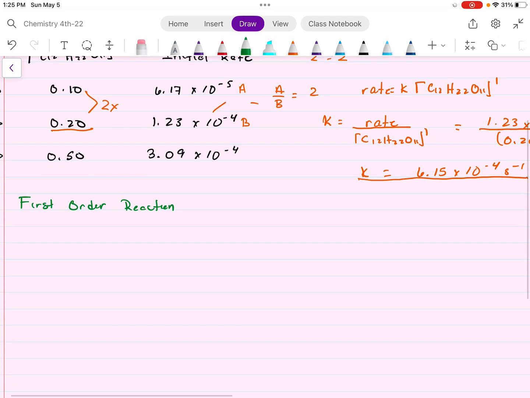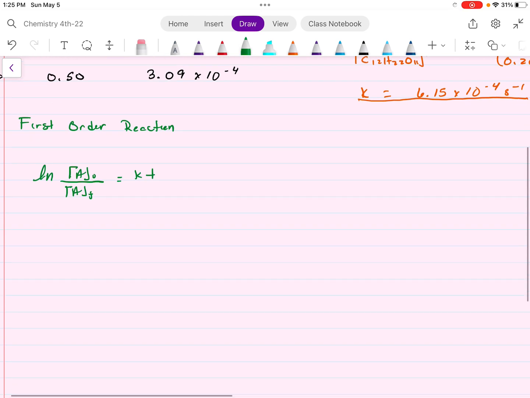Okay, so if this is a first order reaction, which we've already established, then our formula is going to look like this: the ln of the initial concentration over the concentration after a certain time, or time t, is going to equal kt. The initial concentration, A naught, is of course the initial concentration of the reactant in the reaction.